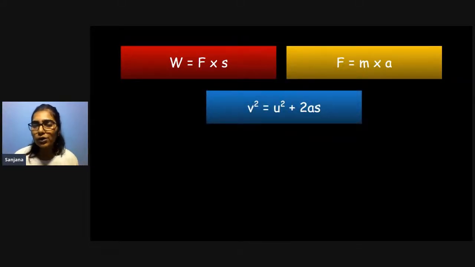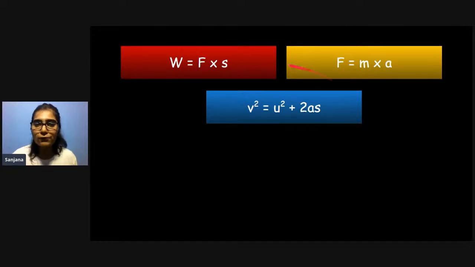To find out the formula of displacement, we have to do slightly a little more work, and we are going to use the third kinematical equation. It's there in your motion chapter. The third kinematical equation is v square equals u square plus 2as. V is the final velocity, u is the initial velocity, a is the acceleration, and s is displacement.